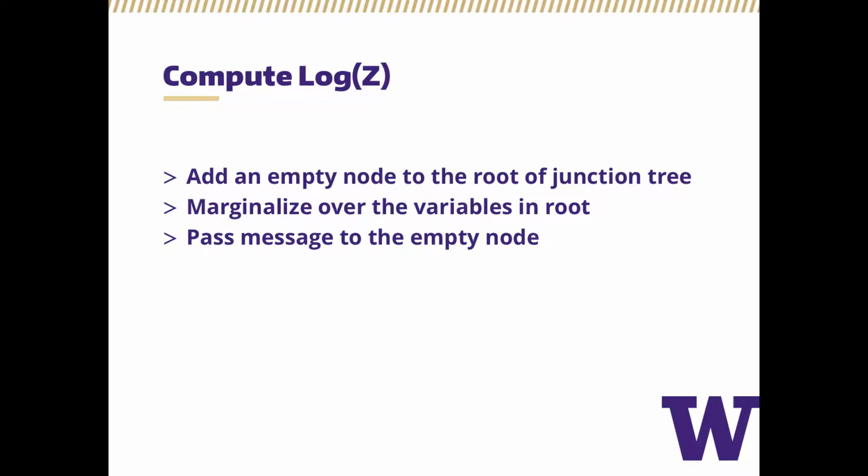I compute log Z by adding an empty node to the root of the junction tree and marginalizing over the variables in the root. And finally I pass the message to that empty node so I can get Z from that node.